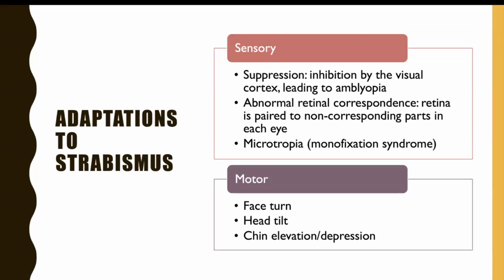So there are sensory ways of adapting. So either the visual cortex will just suppress one of the eyes, and that can lead to amblyopia. You can then end up with abnormal retinal correspondence, for example, where non-corresponding parts of the retina then decide to correspond. And you can also end up with something like a microtropia, which is a separate pathology in and of itself. Or you have motor adaptations. So the patient can adopt a face turn, a head tilt, or chin elevation and depression in response to problems with diplopia.